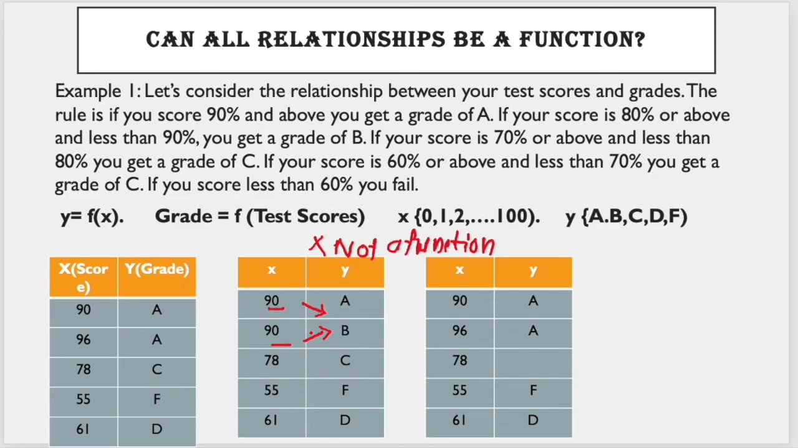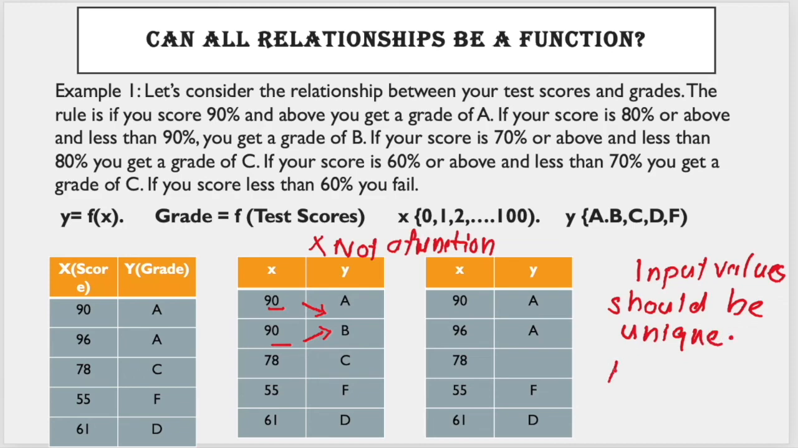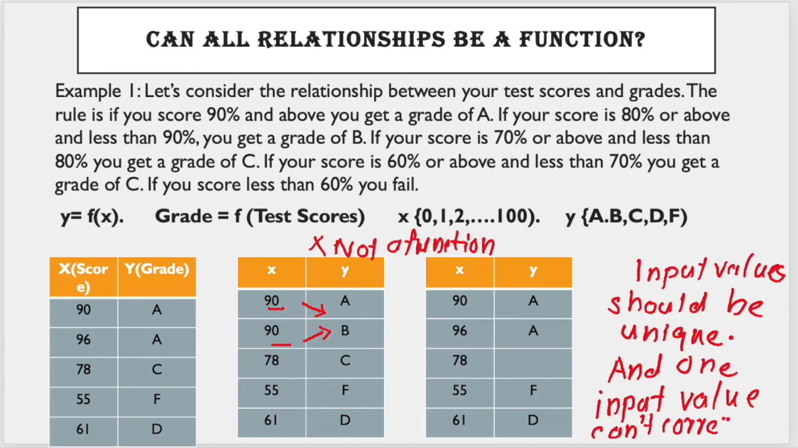So what do we understand from this? For a relationship to be a function, input values should be unique, and one input value cannot correspond to two output values. So this is not a function table.